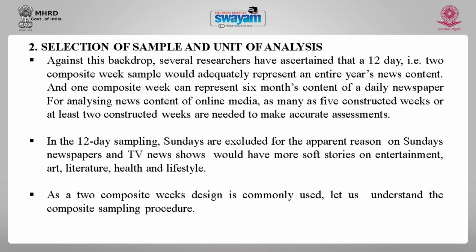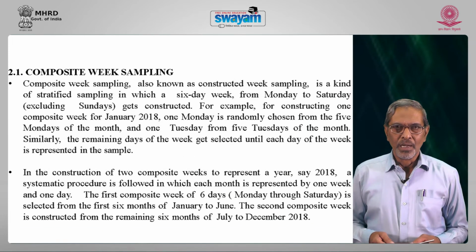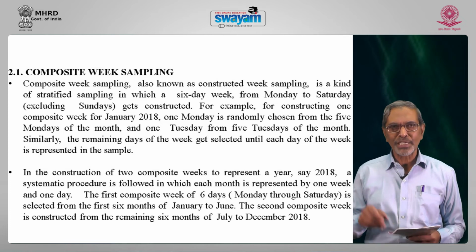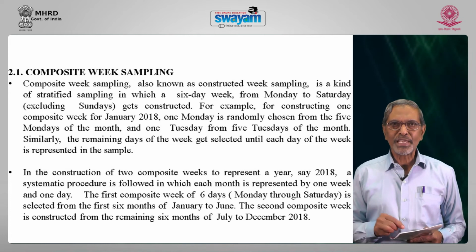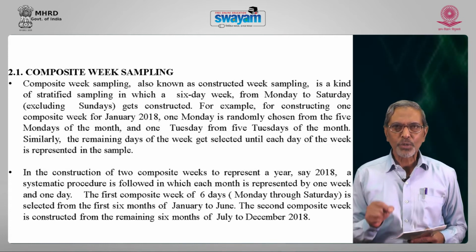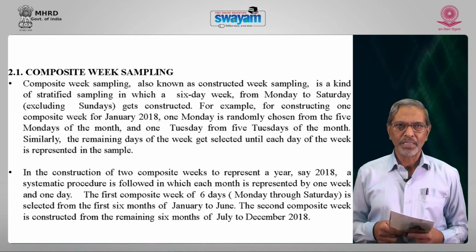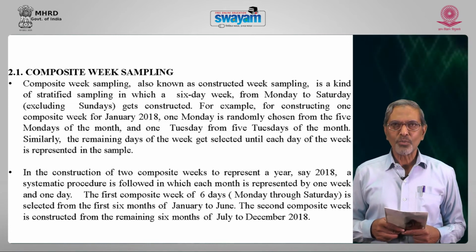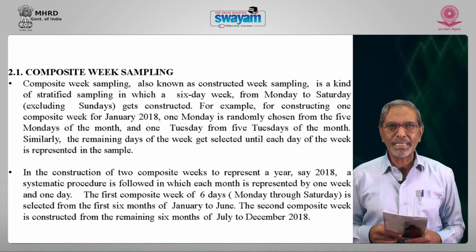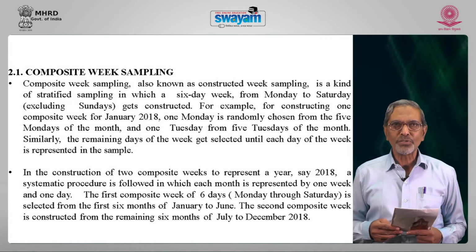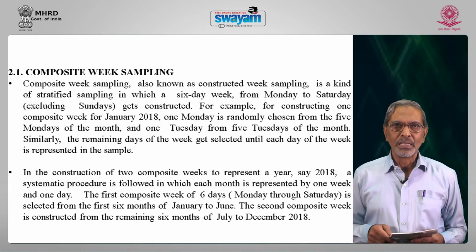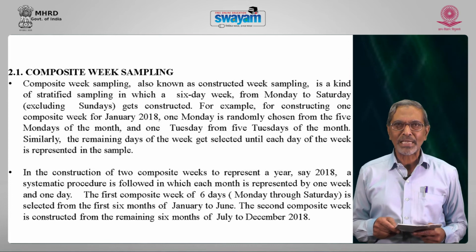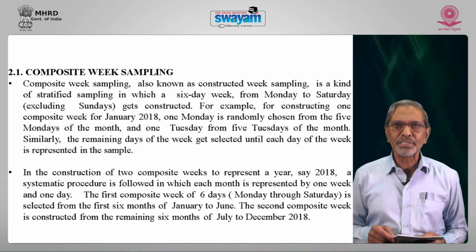As a 2-week composite week design is commonly used, let us understand the composite week sampling procedure. Composite week sampling, also known as constructed week sampling, is a kind of stratified sampling in which a 6-day week from Monday to Saturday, excluding Sundays, gets constructed. For example, for constructing one composite week for January 2018, one Monday is randomly chosen from the 5 Mondays of the month and one Tuesday from the 5 Tuesdays of the month. Similarly, the remaining days of the week get selected until each day of the week is represented in the sample.